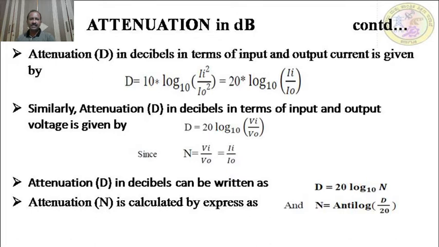If attenuation is given in terms of dB, you can calculate attenuation n using antilog. Attenuation n is equal to antilog base 10 of decibel divided by 20. Using this expression, it is possible to calculate the attenuation n.